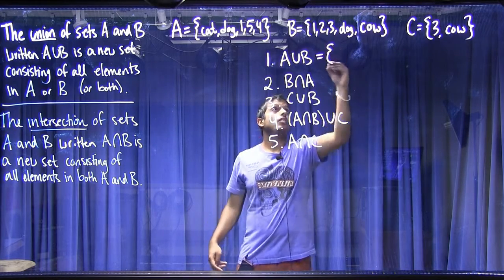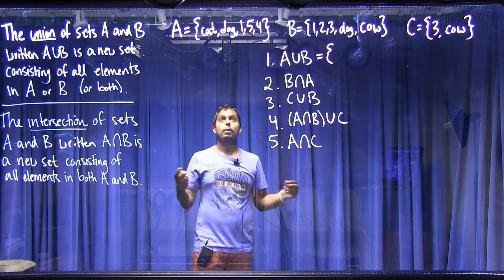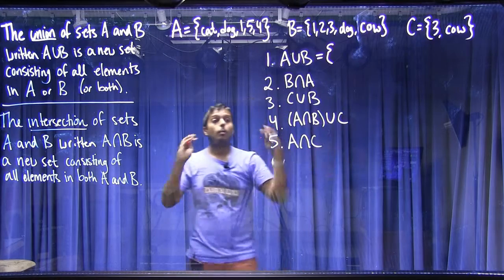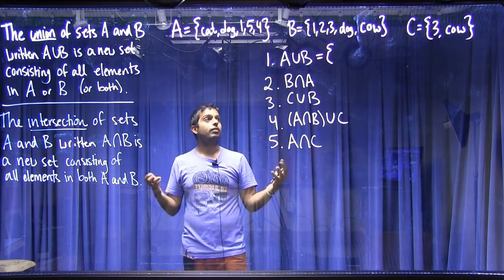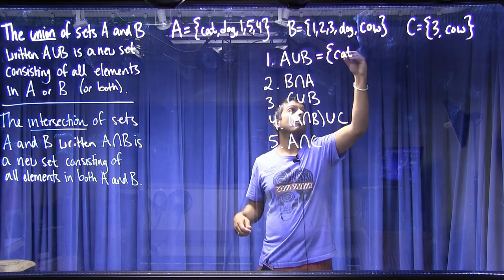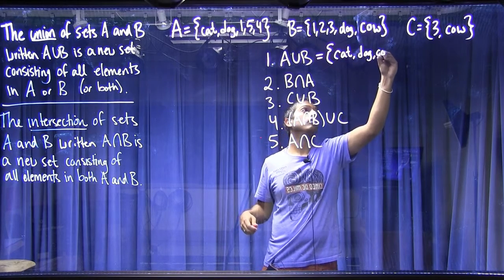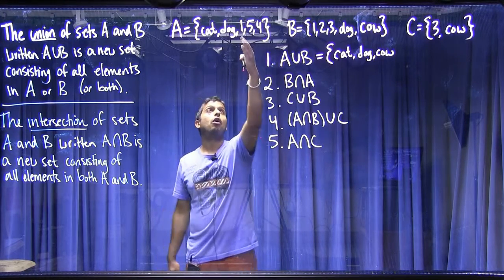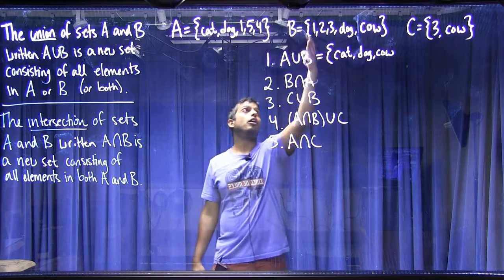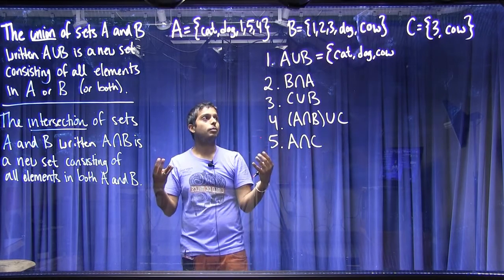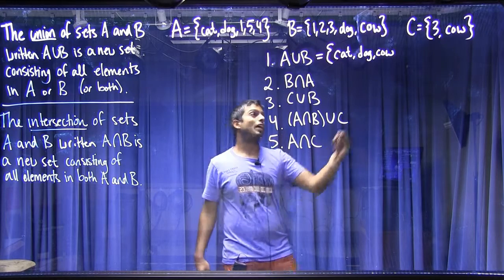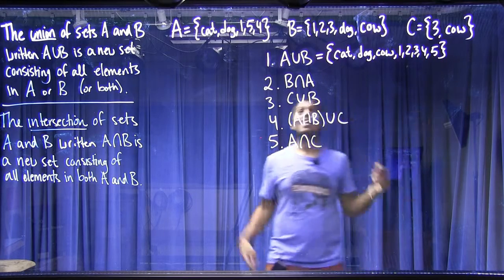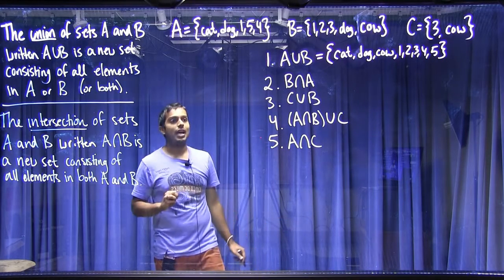So the animals that are in A, or B, or both, well, we have cat, we have dog, and we have cow. But remember, we don't repeat elements in a set. So the animals that we have are cat, dog, and cow. And now let's look at the numbers. The numbers that we have are 1, 5, 4, and 1, 2, 3. But again, we don't repeat elements in sets, so that's just the integers from 1 through 5. And that's the union of A and B.